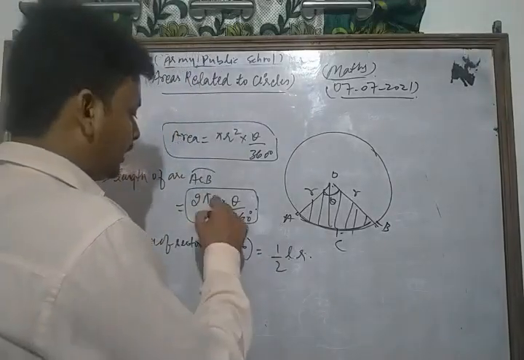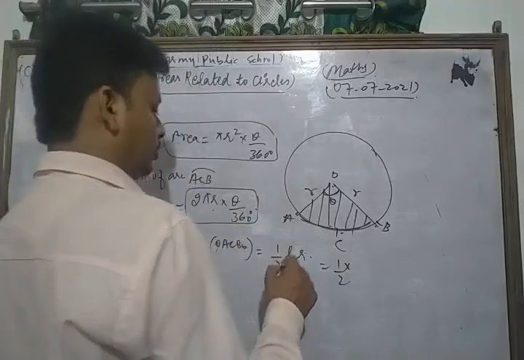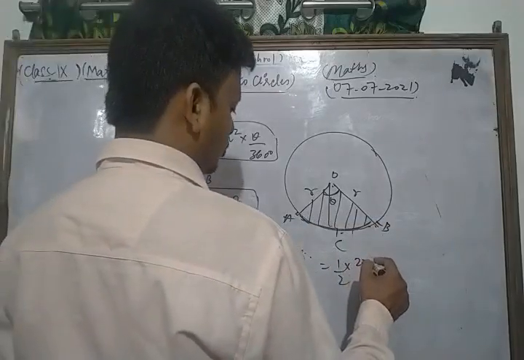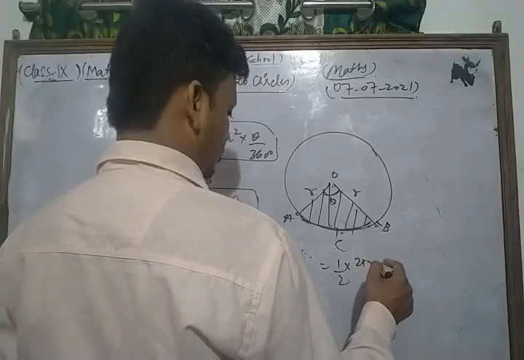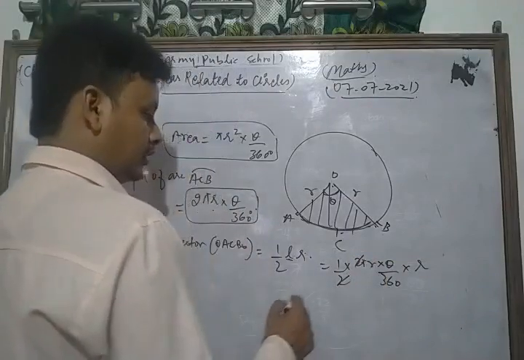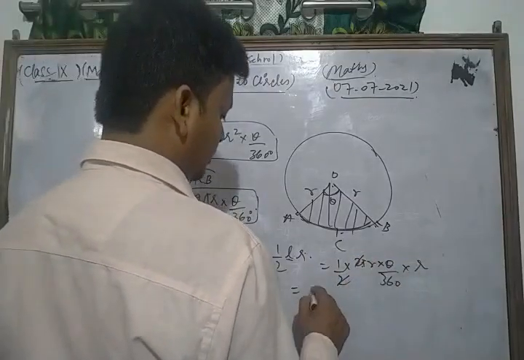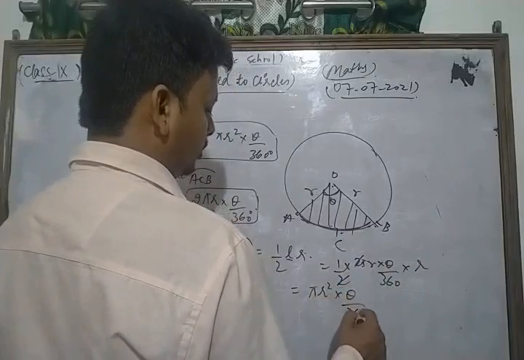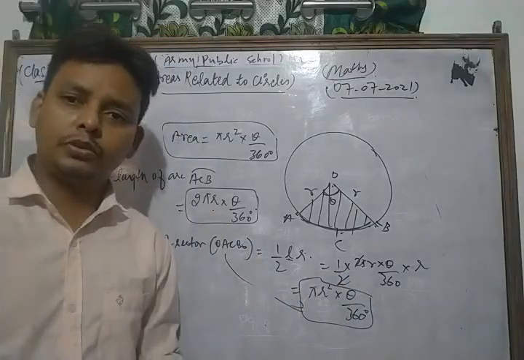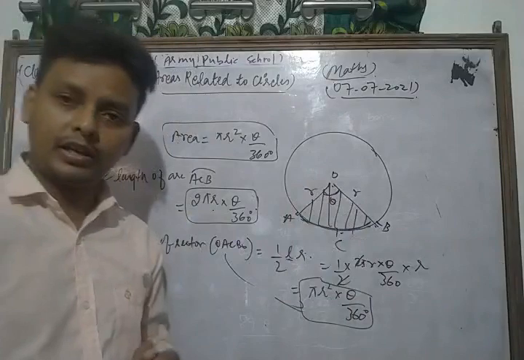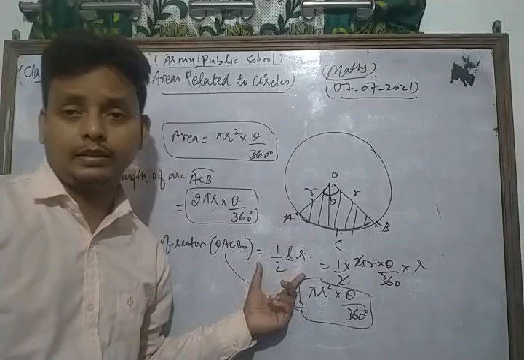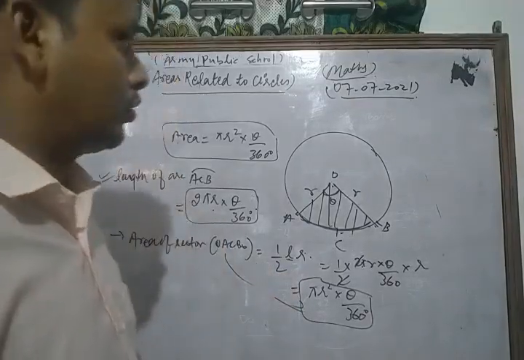Now if we put the value of L, the length of arc, as 2 pi r into theta upon 360 degree, we get 1 by 2 into 2 pi r into theta upon 360 degree into r. The 2s cancel each other, so we get pi r into r, which is pi r square into theta upon 360 degree. So this is also the formula for the area of sector AOBCA. In this way, this is another formula to find the area of a sector of the circle. Now we take and solve some important questions based on these topics.